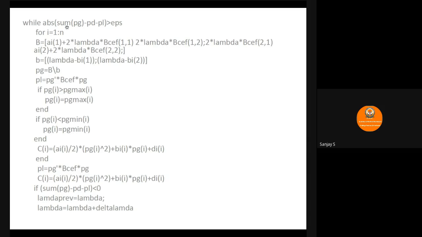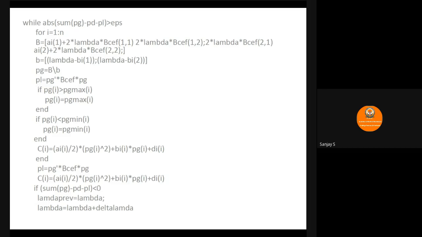While absolute of sum of PG minus PD minus PL is greater than EPS. If you just compare with the previous program, here we have PG minus PD minus PL greater than EPS. That is, loss is also taken into account. Earlier we just had PG minus PD greater than EPS. For I varying from 1 to n, here again, as I told you, the approach is going to be different from that of what is done theoretically in the class, in the subject.